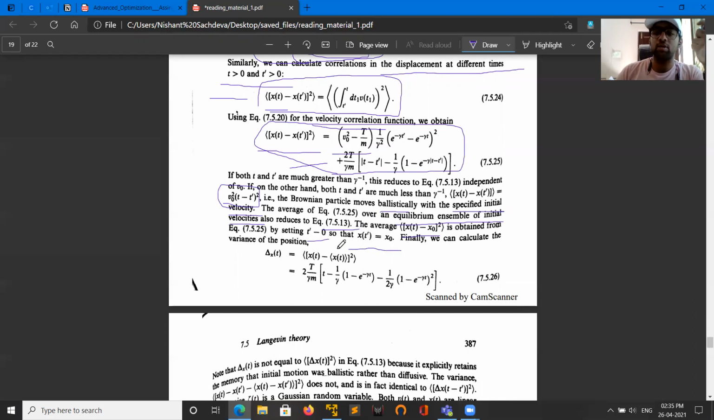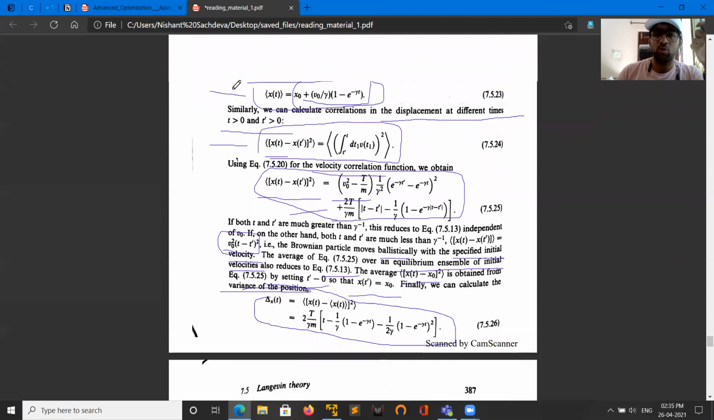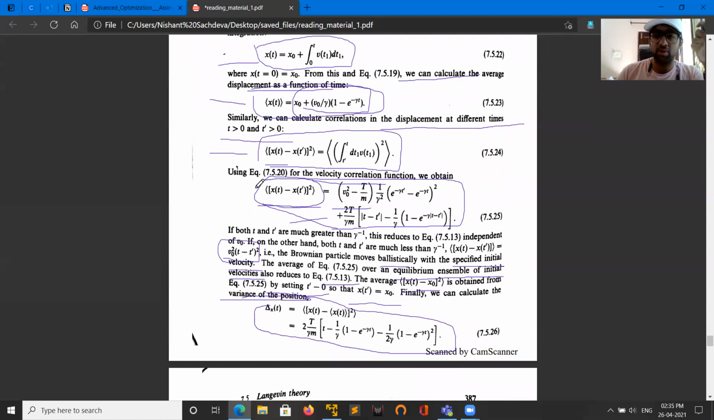Finally, we can calculate the variance of the position. This is this one. What we just did was this, basically. We're just putting it here. Nothing really special. What we did was we set t dash as 0, that's it.